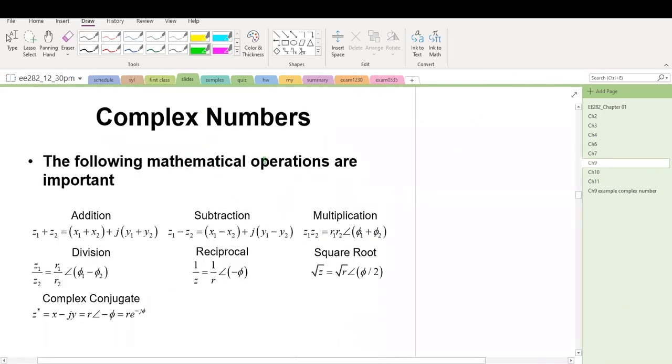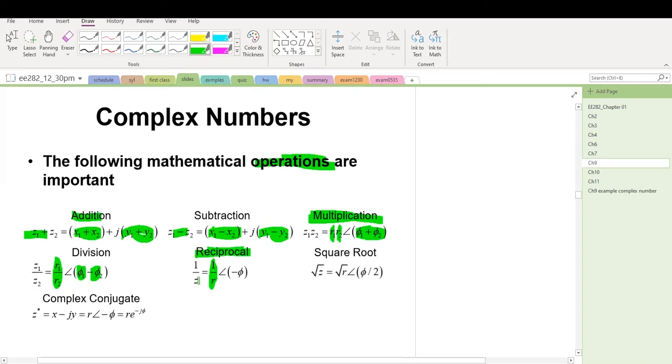Let's look at the operations between complex numbers. Addition: real part plus real part, imaginary part plus imaginary part. Subtraction: you subtract the real parts and the imaginary parts. Multiplication is easier to express in polar form: the magnitudes are multiplied together, and the angles are summed. If we do division, the magnitudes are divided and the angles are subtracted.